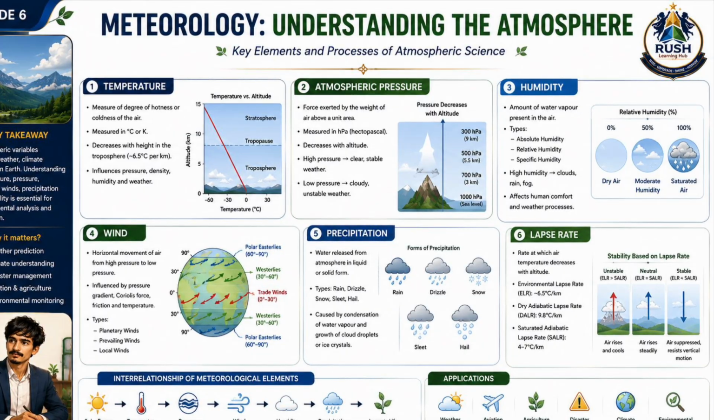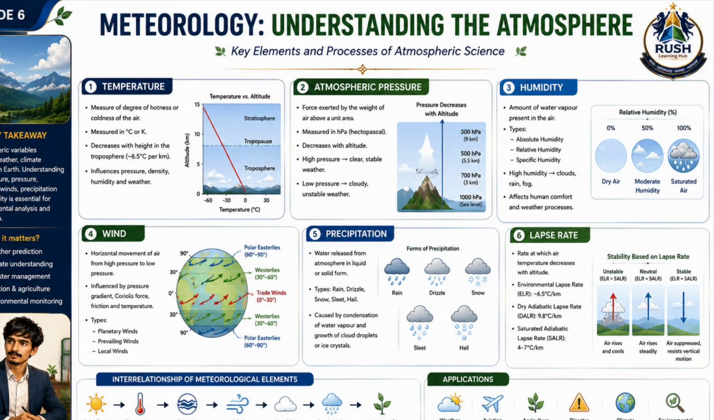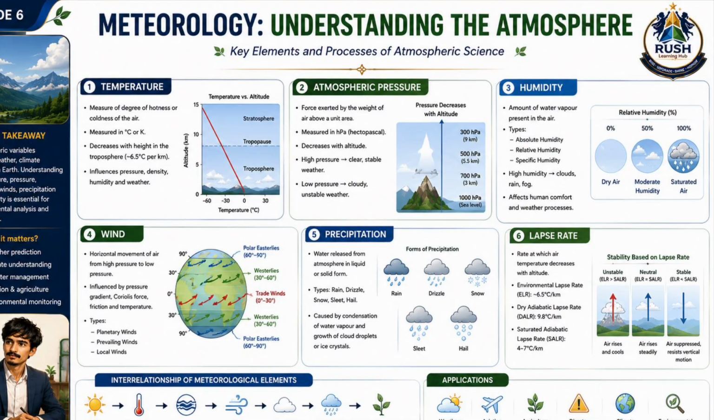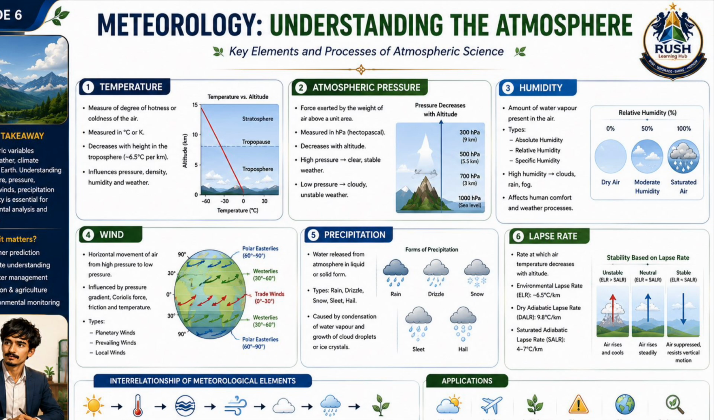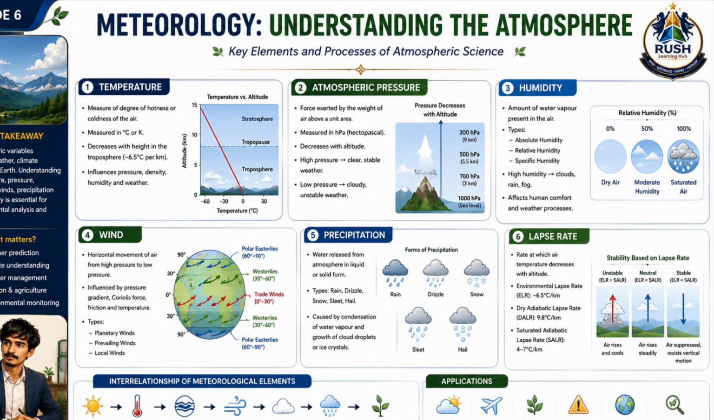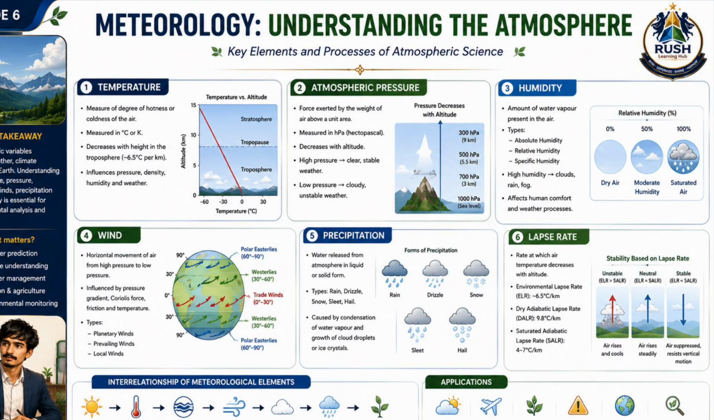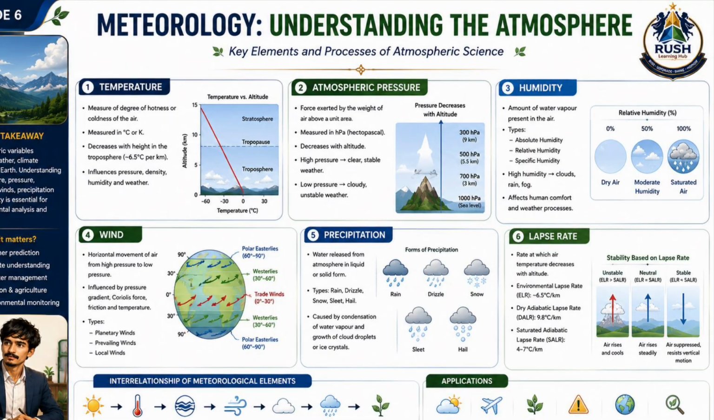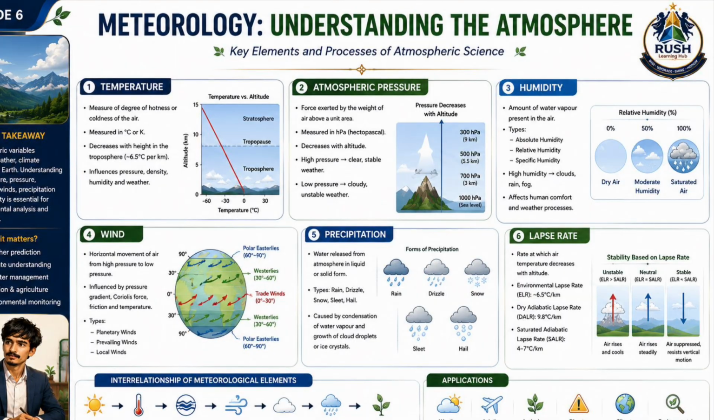Now let us discuss lapse rates, one of the most important examination topics. A lapse rate refers to the rate at which temperature decreases with altitude. The environmental lapse rate, or ELR, is approximately 6.5 degrees Celsius per kilometer under average atmospheric conditions. The dry adiabatic lapse rate, or DLR, is approximately 9.8 degrees Celsius per kilometer. This applies to unsaturated air parcels.